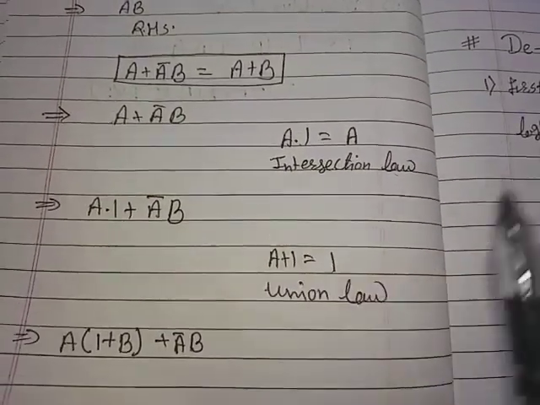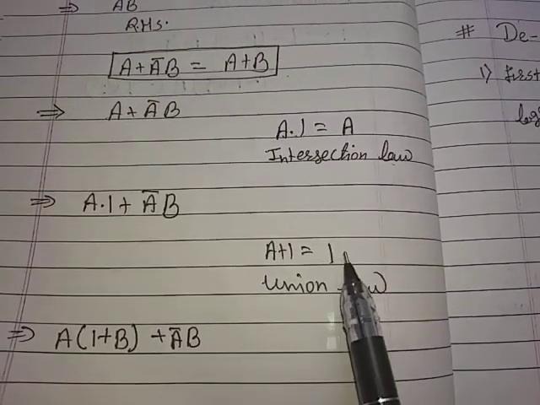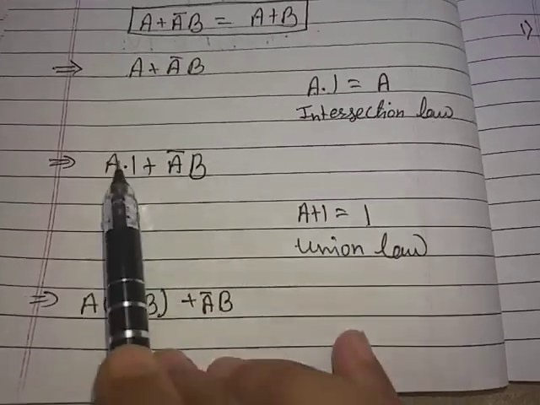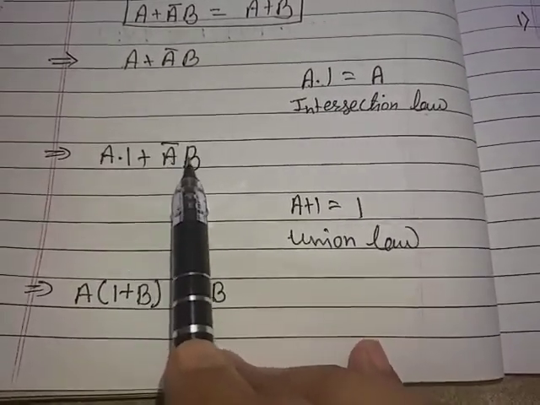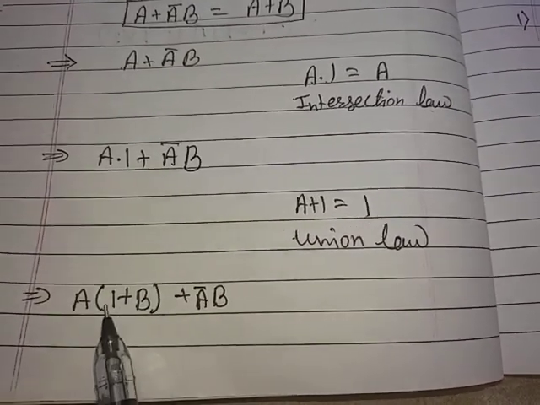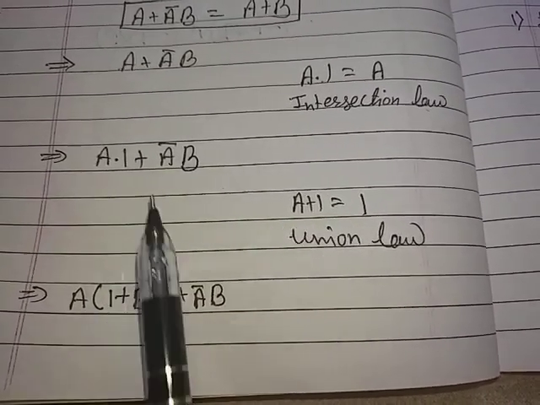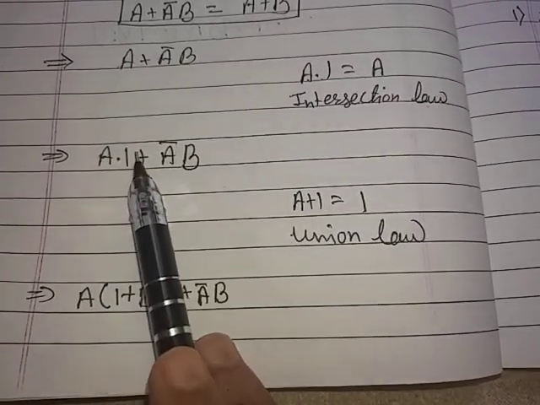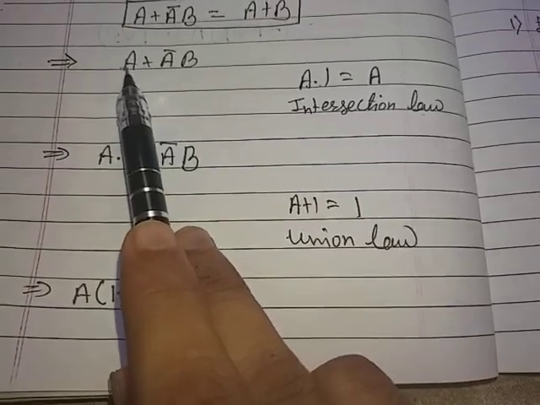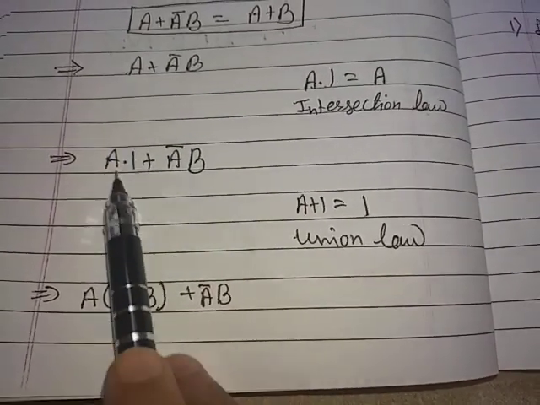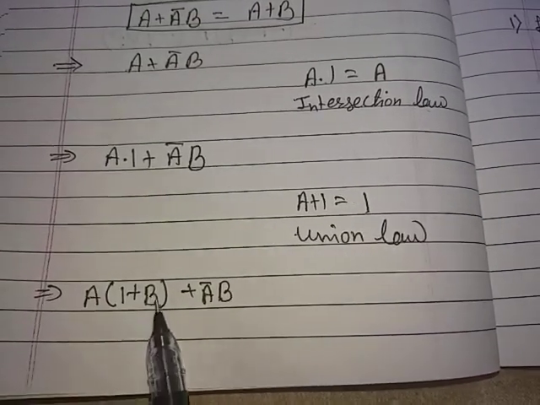Now as we know that A plus 1 is equal to 1, so we are going to add A plus 1. So what is here? A and B are the two inputs. Here we have only A, so we will add B. So 1 plus B is added in place of 1, as 1 plus B is equal to 1 and A dot 1 is equal to A, so we will have A plus A bar B. First we have multiplied by 1, then in place of 1 we have substituted 1 plus B.